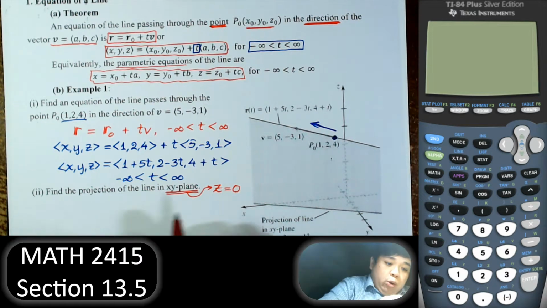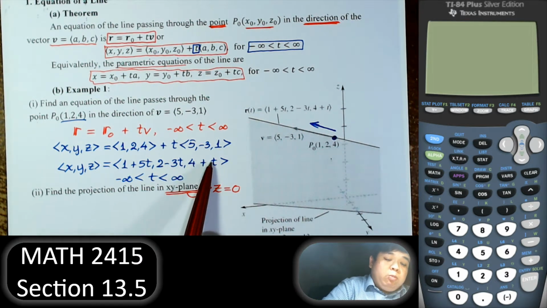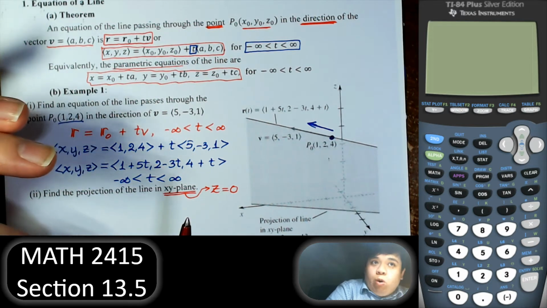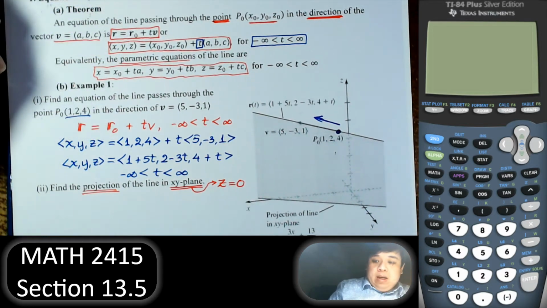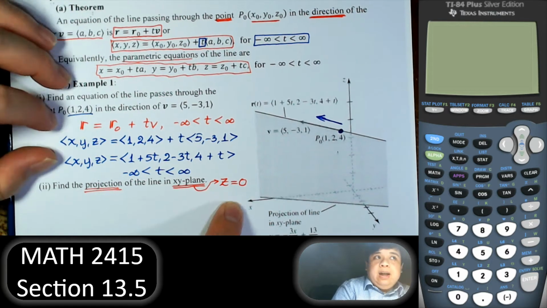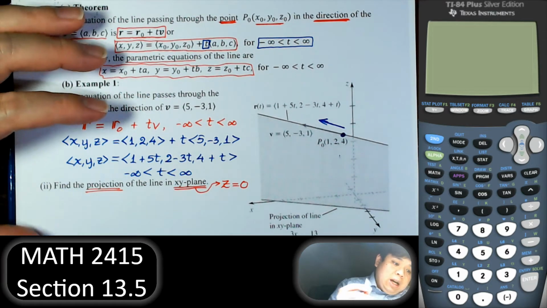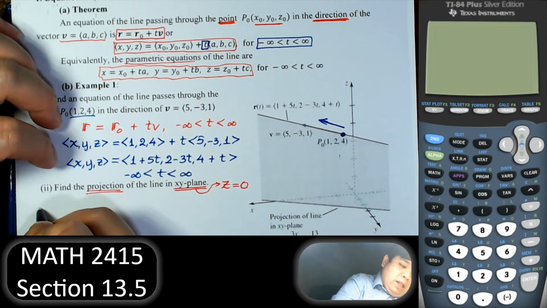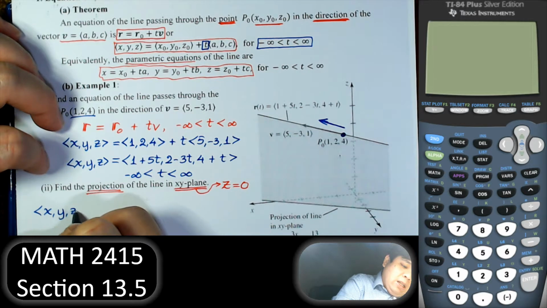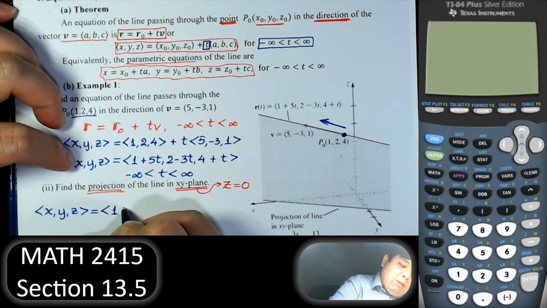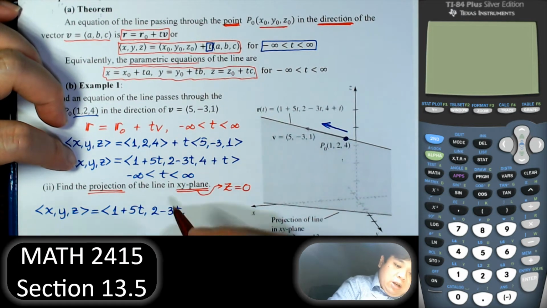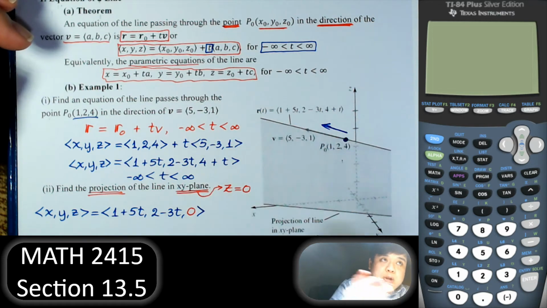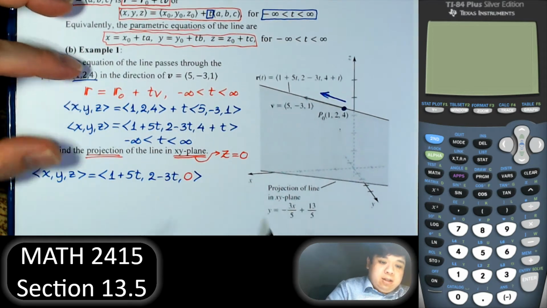So what we do is we're going to let z equal to 0. We don't let 4 plus t equal to 0 and solve for t. We're not after the intersection. We just find the projection. So this is a projection, not an intersection. For intersection, we do let 4 plus t equal to 0 and solve for t. This is a projection. So in that case, we say the projection in the xy plane will be in this form: x, y, and z, where 1 plus 5t is still x, 2 minus 3t is still y, but z is going to be 0. So that's just a projection, not an intersection. Right, because t is still between negative infinity to infinity. We know that still holds here.